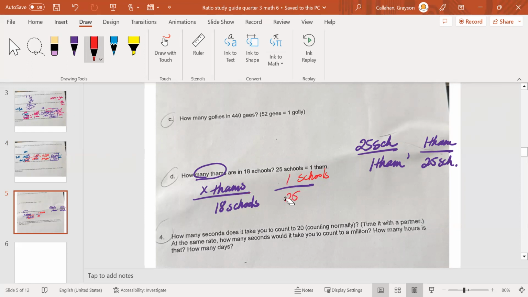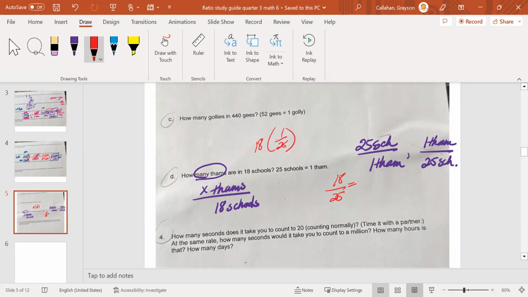But then how would you explain this then? Why would it be 18 divided by 25? You have 18 schools, and then it's a ratio. In one TAM, there's 25 schools. Right. Okay, so that's fine. So you just do 18 times 1 over 25 technically.